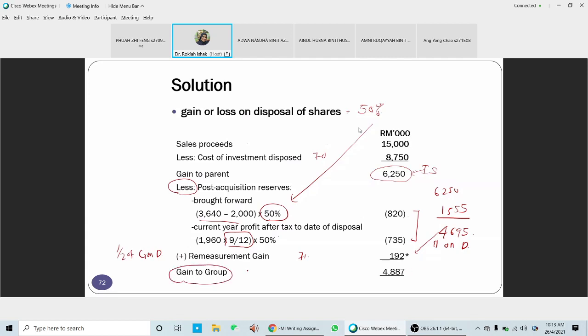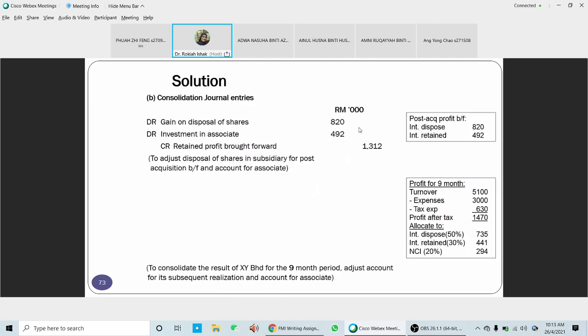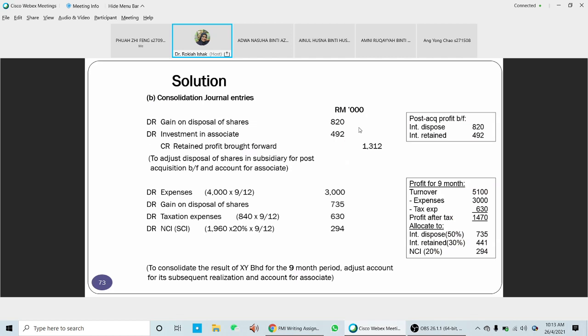For the total gain to the group, you have two elements: the remeasurement gain, and the other one is the gain on disposal. So we need to add them together. Okay, now we prepare the journal entry. The journal entry here is to record the RE and also the current year profit, the ones that you make an adjustment for.